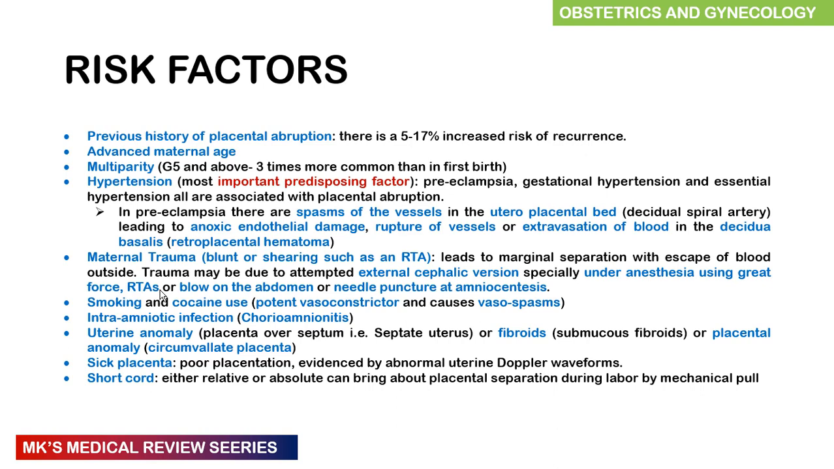Smoking and cocaine have also been implicated. Remember that these are potent vasoconstrictors. They also cause vasospasms. And of course, ischemic damage or anoxic damage is going to lead to rupture of blood vessels and extravasation of the blood.